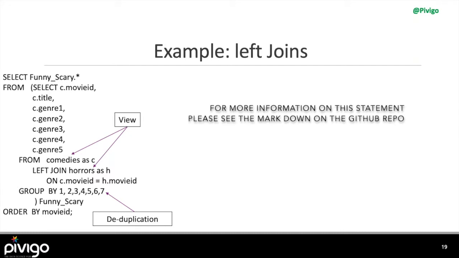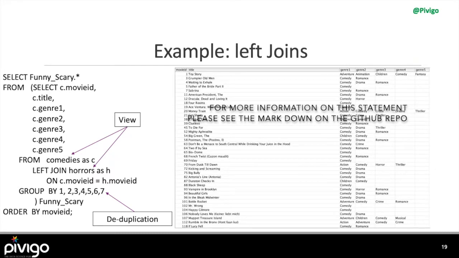And also notice that I've done a group by to ensure that I don't get any duplicates in my data. And I've also gone by column number, rather than having to type out the whole thing. And as you can see, we get what we want. Movies that are funny alone, funny and a little bit scary, but not scary alone. Superb.